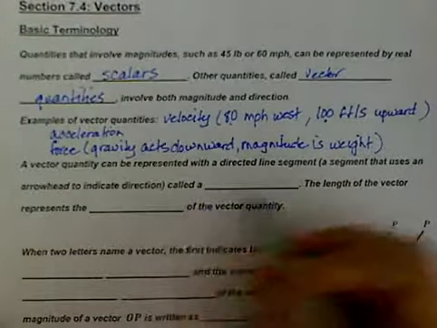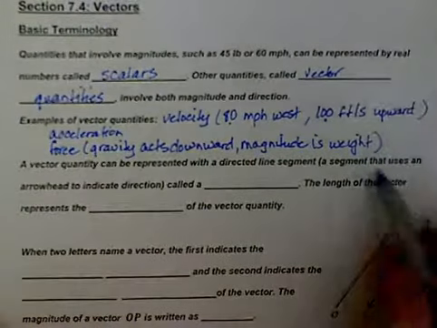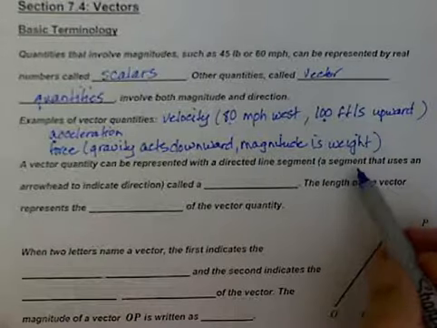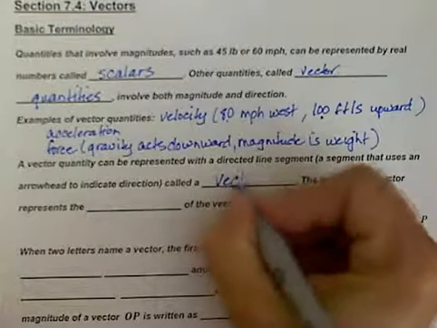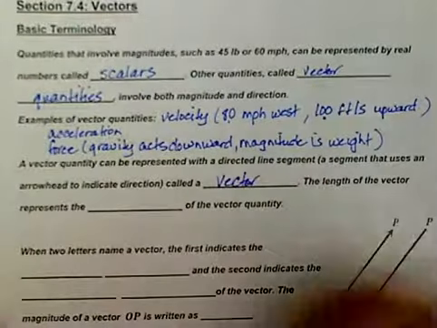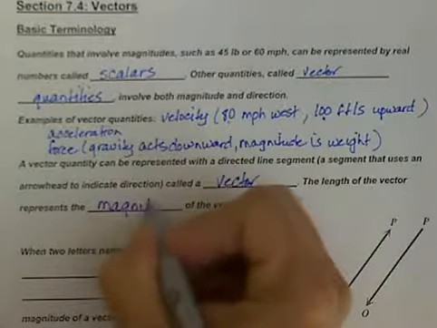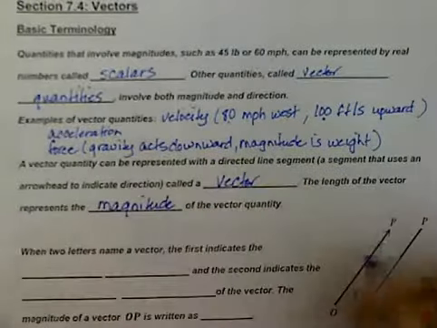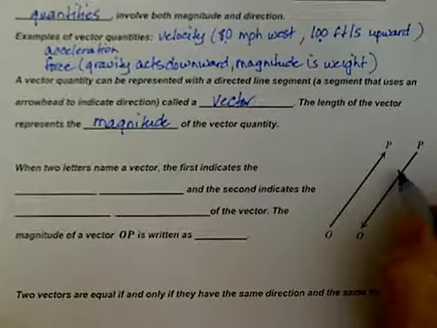When we talk about vector quantities, we can represent these with a line segment that has an arrow on one end so that we know which direction it's going. This is called a vector. The length of the vector is going to be the magnitude of the vector quantity. Here's what a couple of vectors would look like drawn out.